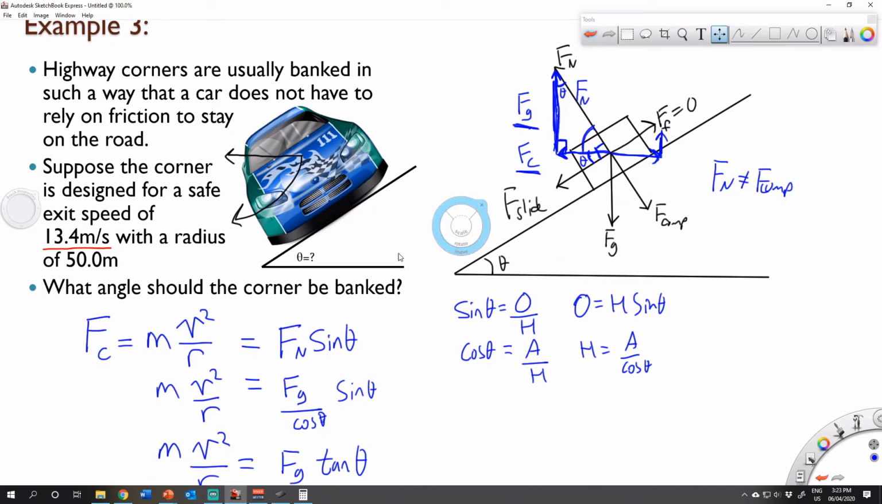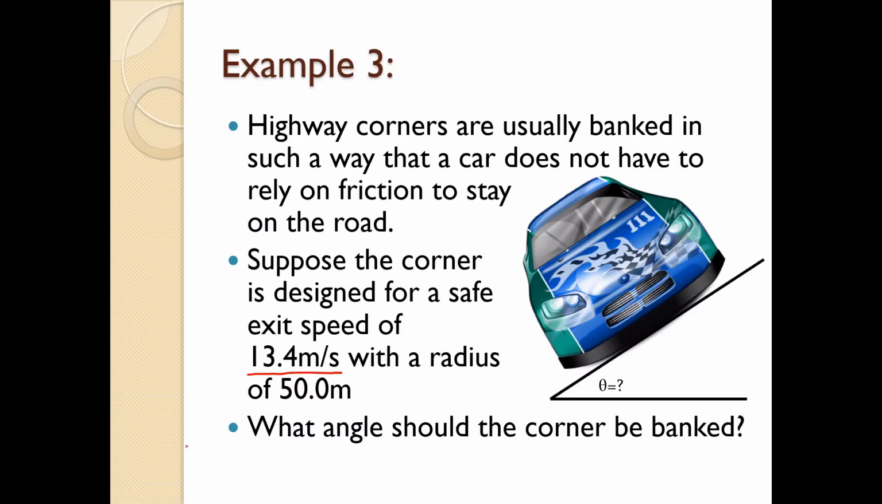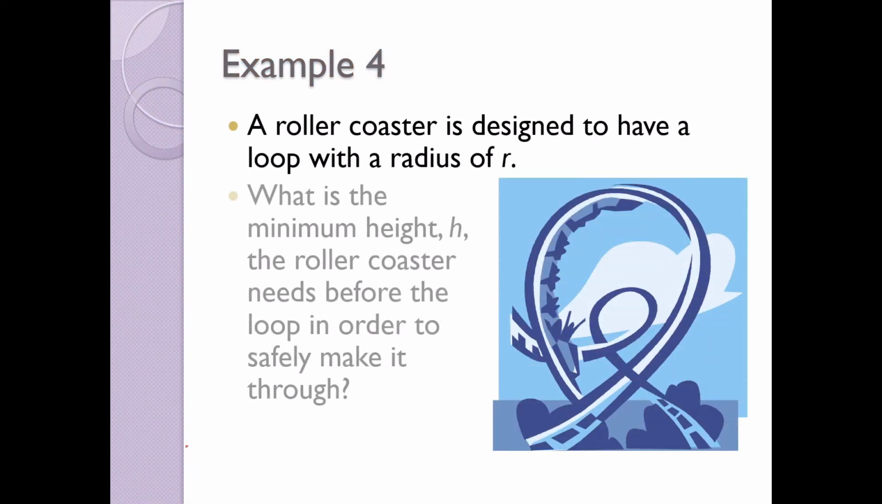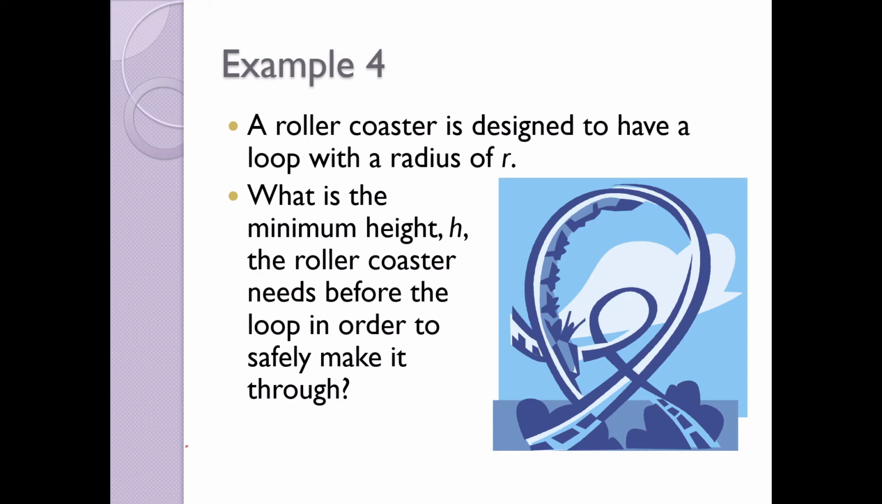Okay. All right, so there's that example. All right, let's do another one. Example 4. This is the loop one. So if you do the math for this one, you can actually figure out minimum drop heights for various things like roller coasters, even the Hot Wheels cars. If we were in class, this would probably be the next lab we do, is to calculate the minimum drop height for loops and then see how close we are to correct.